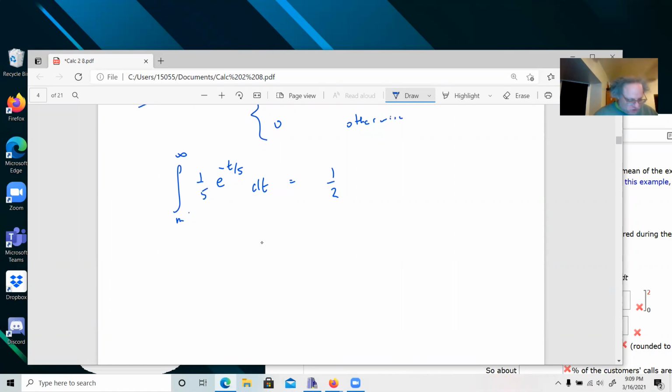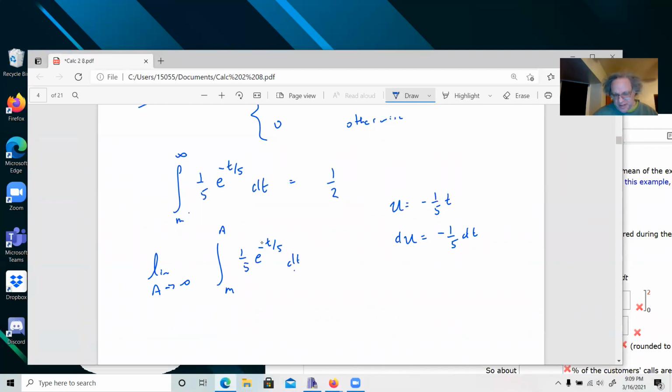We have an improper integral, joy. So limit as a goes to infinity of the integral from m to a of 1/5 e to the negative t over 5. All right. I'm going to go back to the t world, but for the moment, I'm going to put everything in the u world because maybe it's been a while. So u is equal to negative 1/5 t. du would be negative 1/5 dt. If only I had a 1/5 somewhere with a dt.